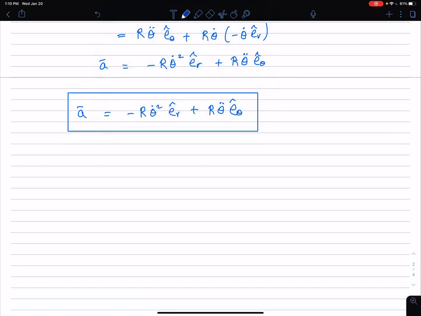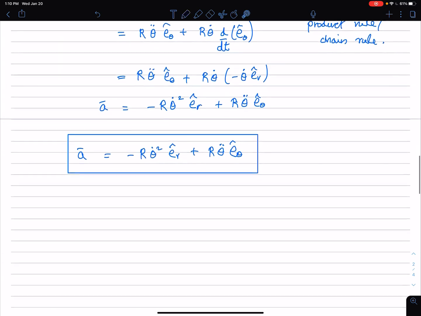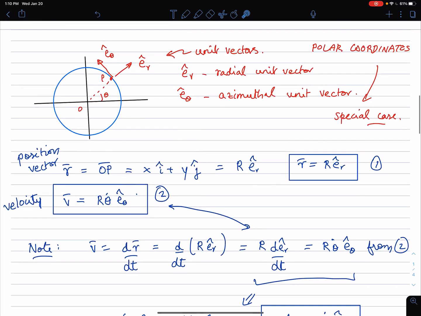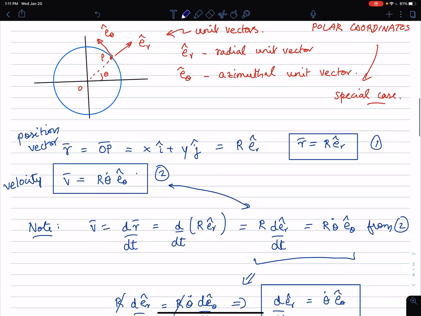Okay, is this formula familiar to all of you? You may have seen some version of this at some point. The two terms have physical interpretation or have special names. Okay, so this term is along er, and specifically it's along minus er. In other words, it's an acceleration term along the direction joining the point toward the center. So it's an acceleration toward the center of the circle.